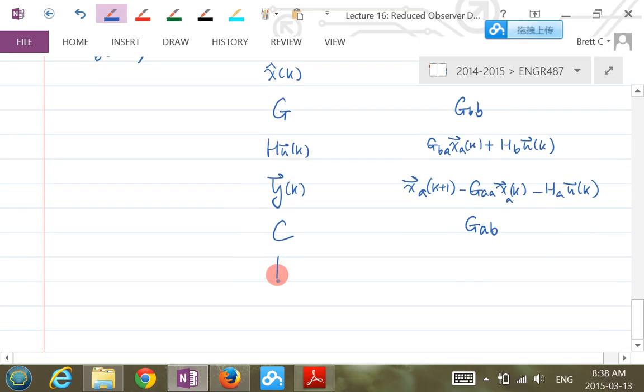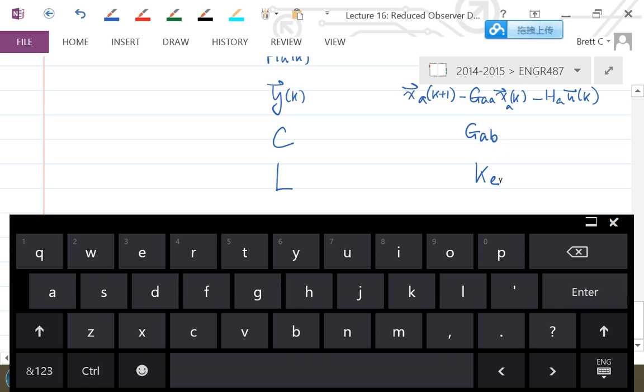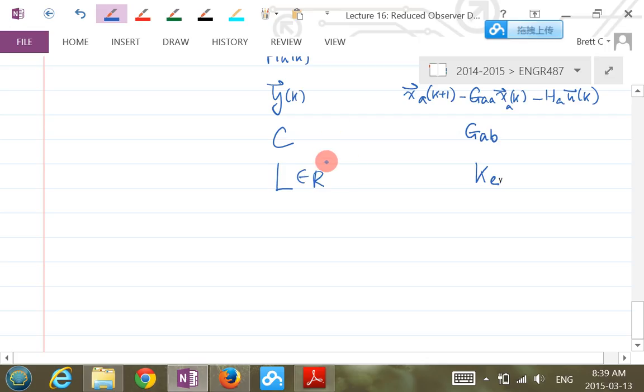And for full order, your observer gain is L. Now we're going to replace that with a new name. Let's call it KE, the reduced order observer gain. Now you look at the full order. It's L times the output, and the dimension of L times output should be the same dimension as the X hat. Let's say you have M number of outputs. Then the dimension here is N, so if you have M number of outputs, then the L should be N times M.